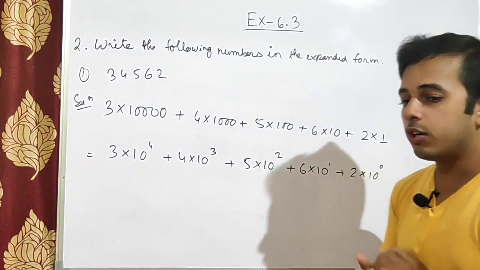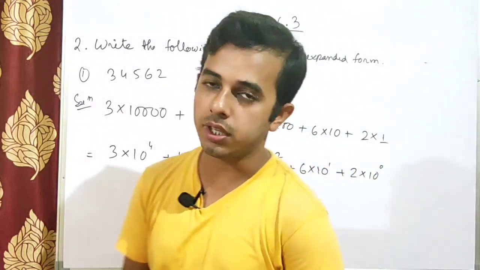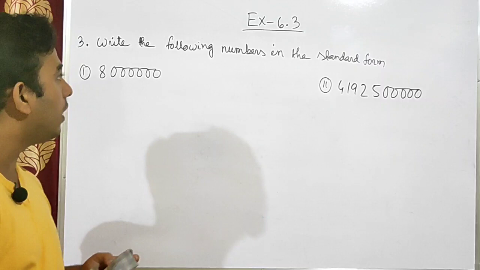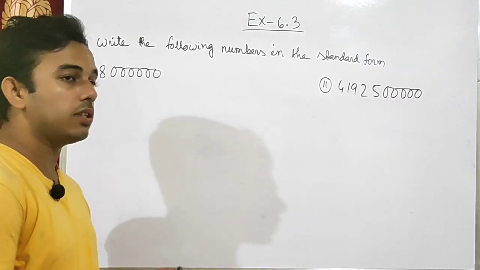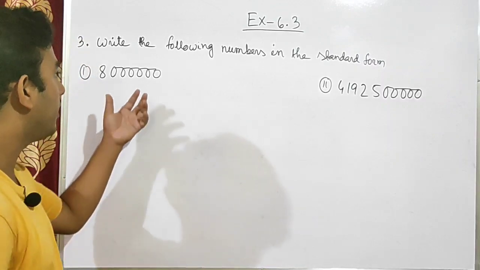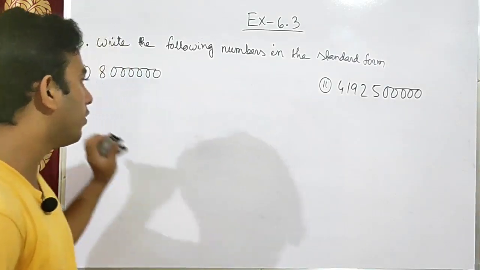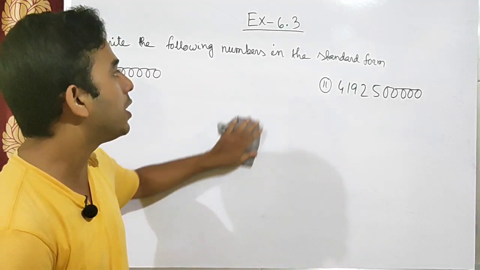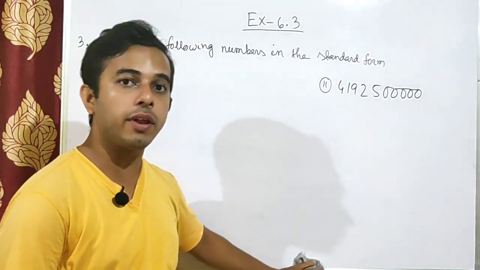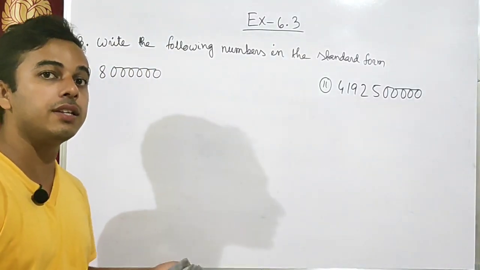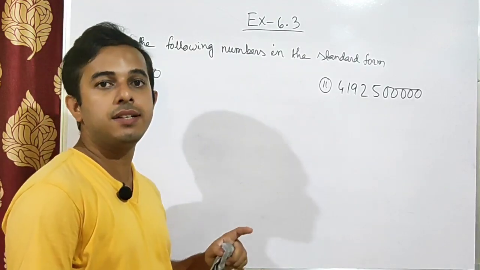So now let's move to our next question, question number 3. Our third question is: write the following numbers in the standard form. Here we have certain natural form numbers. We have to write these numbers in the standard form. So what was the standard form? It was a into 10 to the power n, where a is greater than or equal to 1 and less than 10.